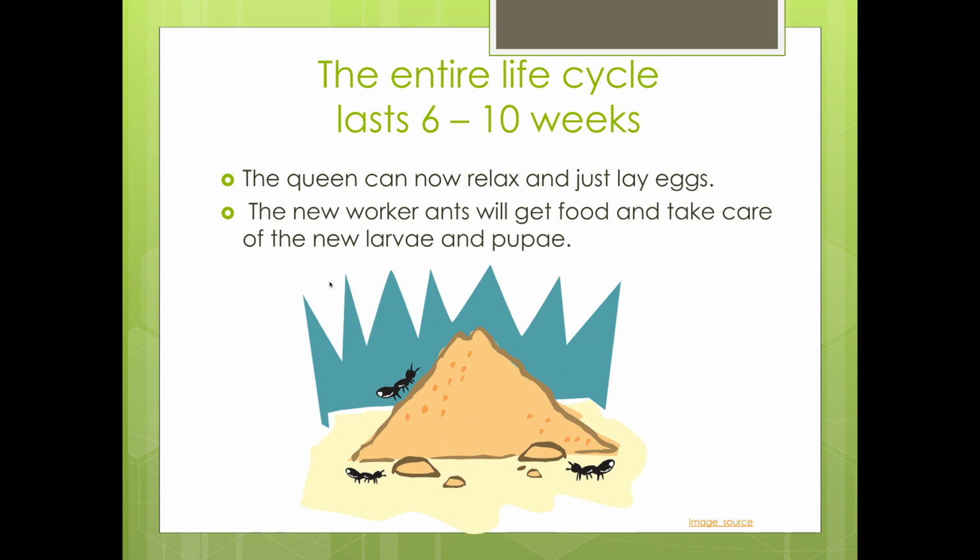The entire life cycle lasts for 6 to 10 weeks. The queen can now relax and just lay eggs. The new worker ants will get food and take care of the new larva and pupa.